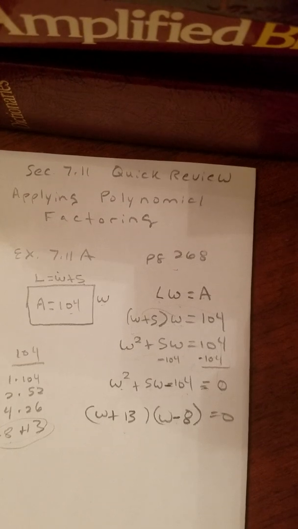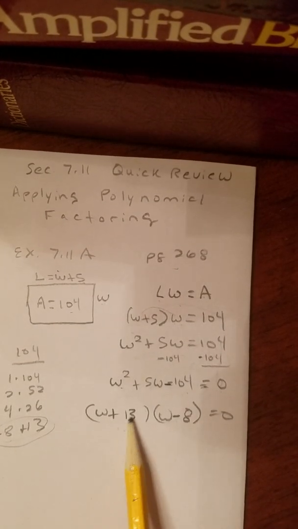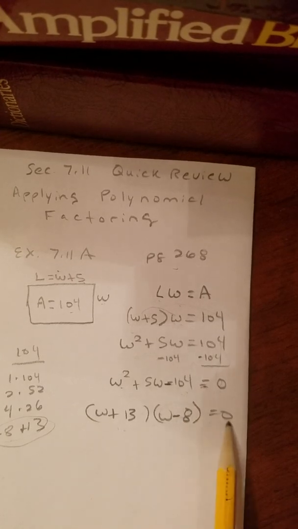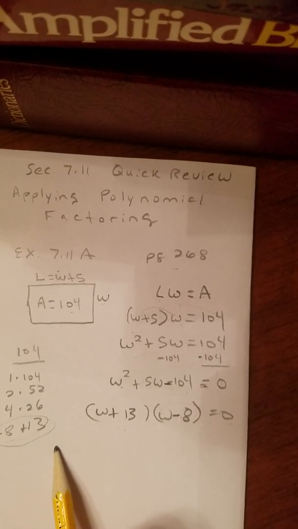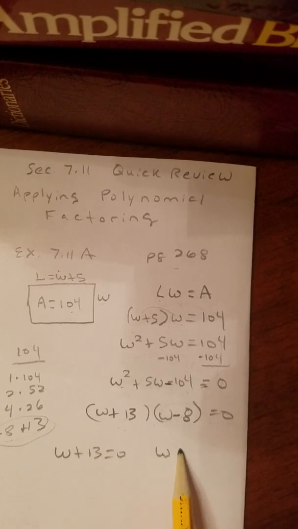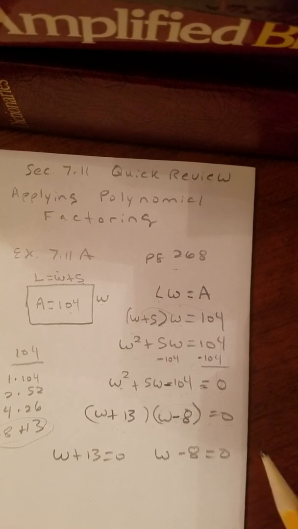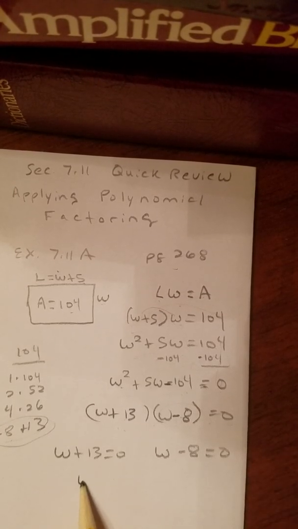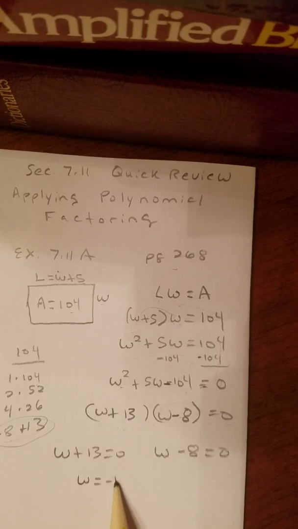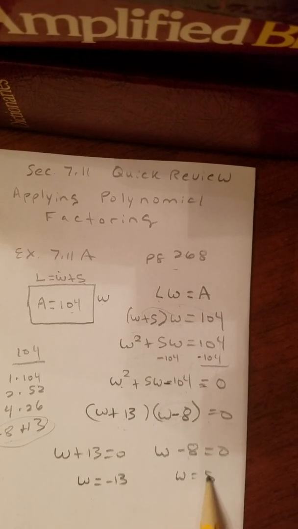Once everything is factored, I have a factor, right? This times this equals 0. I'm going to take each one of these and set them equal to 0 to find out what W would need to be in order to make this a true statement. In this case, W would be a negative 13. In this case, W would be 8.